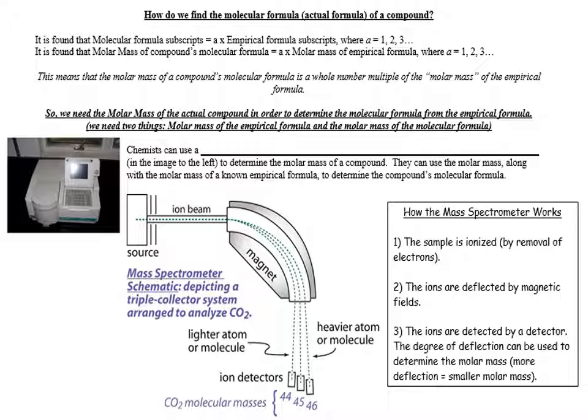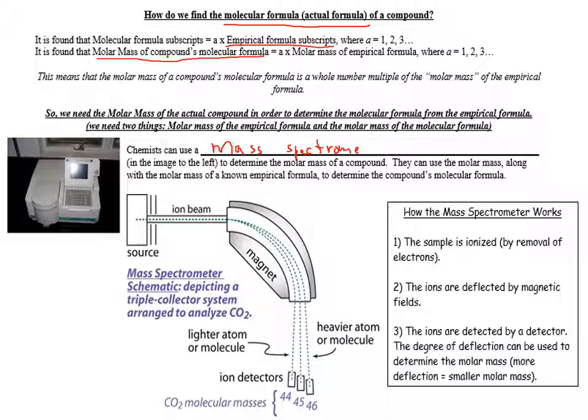If you want to find your molecular formula, your actual formula, once you have your empirical formula, you need to know the molar mass of the actual compound you're looking for, the molar mass of the molecular formula. And you might think, how can I find that if I don't have the formula itself? Well, there's a little machine that chemists, really anybody who wants to find out a molar mass, can use, called a mass spectrometer. There's a picture of it below, and I'll show you briefly how it works.